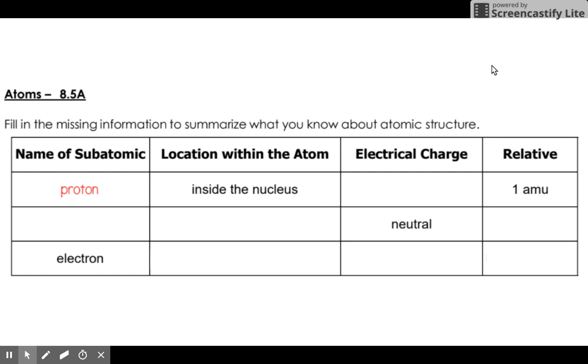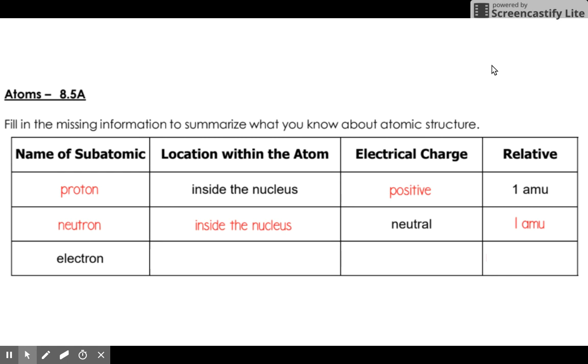The electrical charge for a proton is positive, and it has 1 atomic mass unit. To fill in the next row, I know that this subatomic particle that's neutral is going to be a neutron. The neutron is also located inside of the nucleus. It is neutral and it has a relative mass that is 1 atomic mass unit.